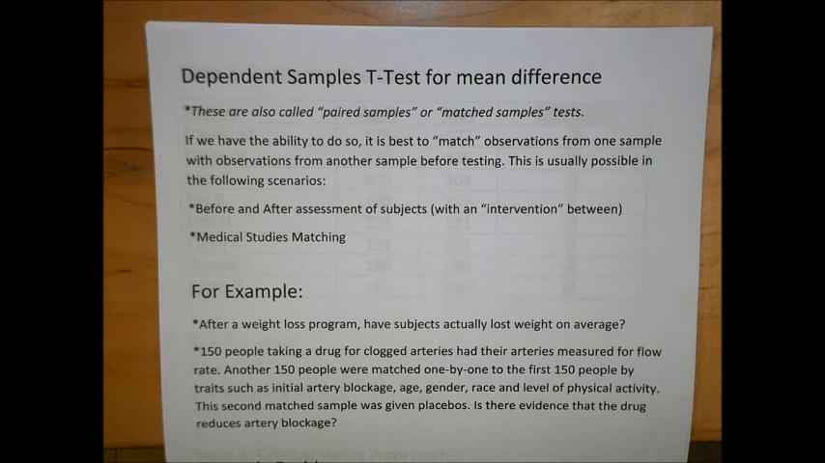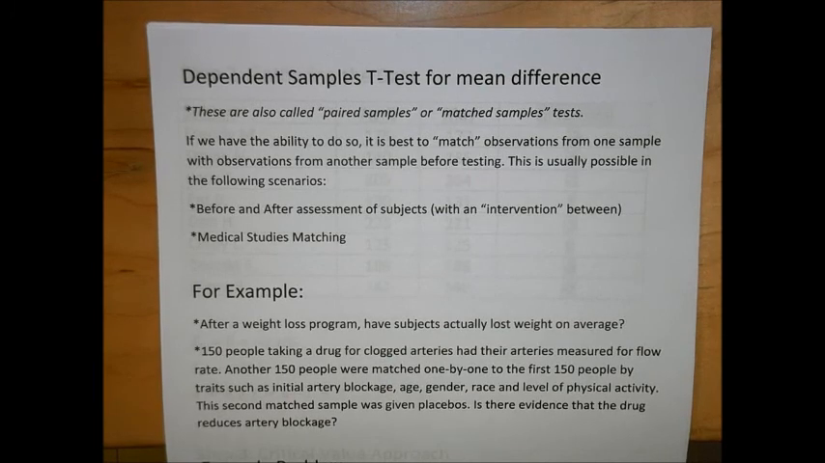A medical field study may be one where, say, 150 people are taking a drug for clogged arteries. Their arteries were measured for flow rate. Another 150 people were matched one by one to the first 150 people by traits such as initial artery blockage, age, gender, race, and level of physical activity. This second matched sample was given placebos. Is there evidence that the drug reduces artery blockage? You can see how the two samples are very much dependent on one another. We've linked them based on a number of similar traits. Now what we can do is focus on the difference between the drug and the placebo.